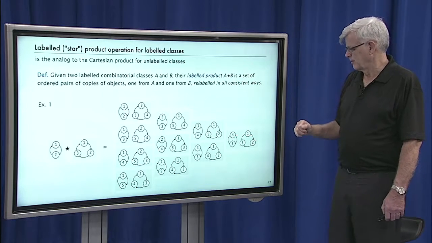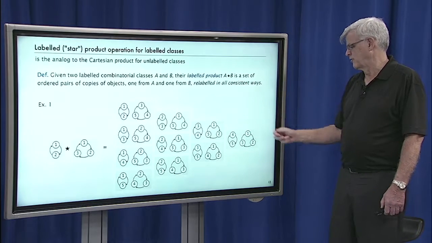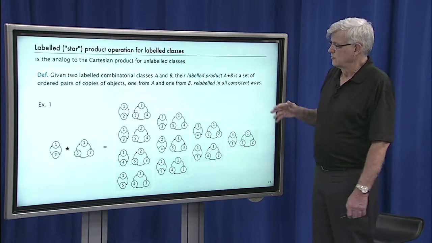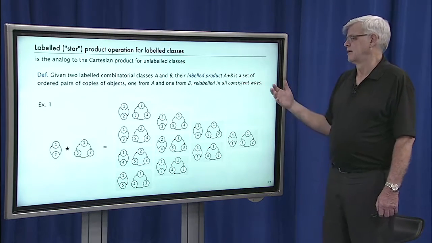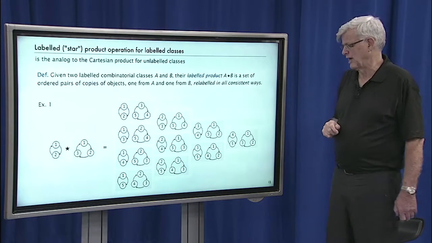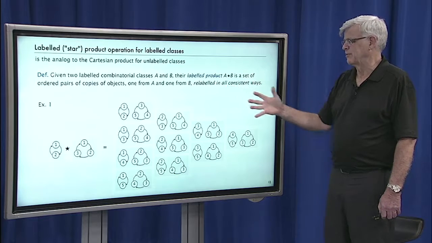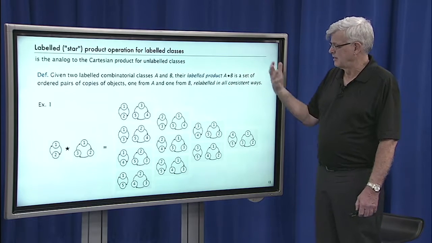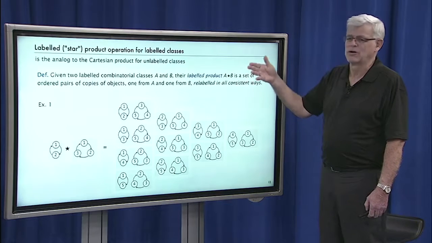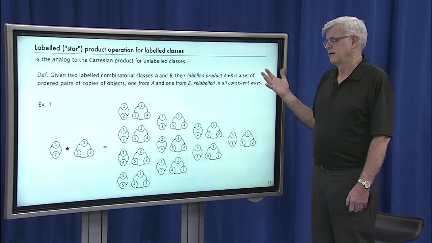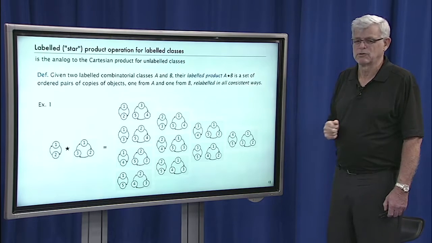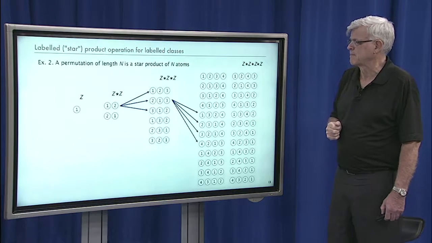And then there's 3, 4, and 3, 5. And again, just 2 possibilities. And then finally 4, 5 with 1, 2, 3. So that's an example of the star product for simple labeled classes. As you can see, the possibilities multiply, but this, as you'll see, is a perfect analog to Cartesian product that lets us build up labeled combinatorial classes of remarkable richness and complexity.